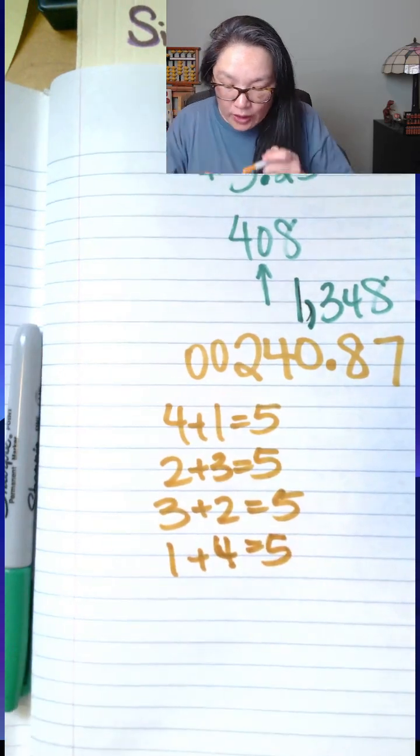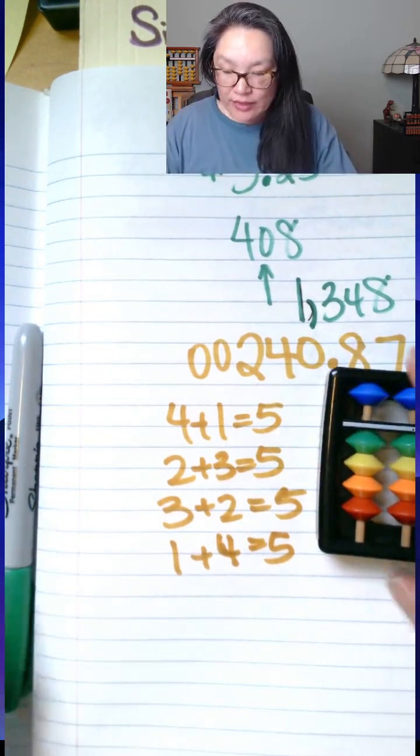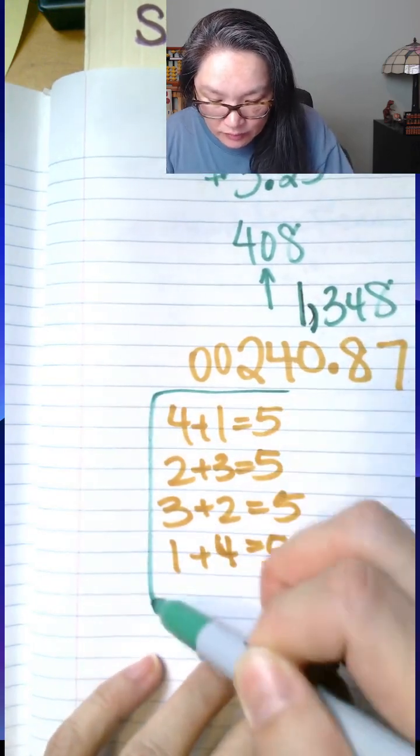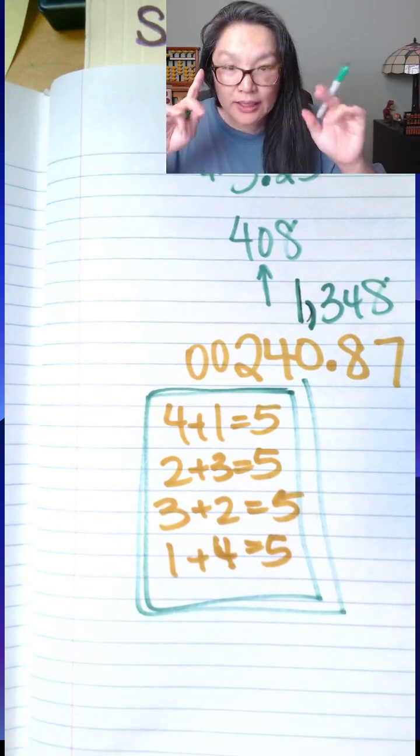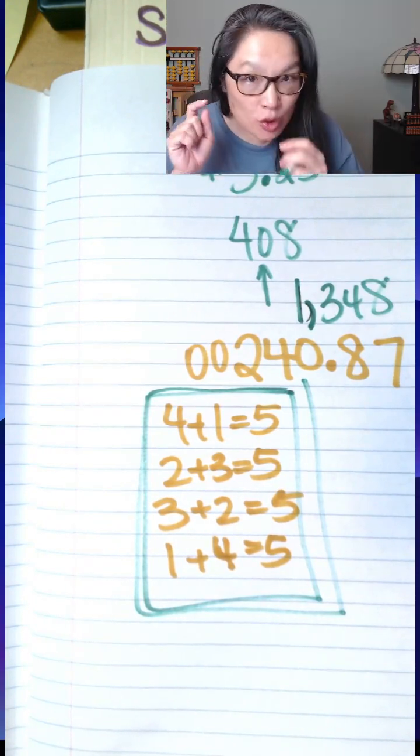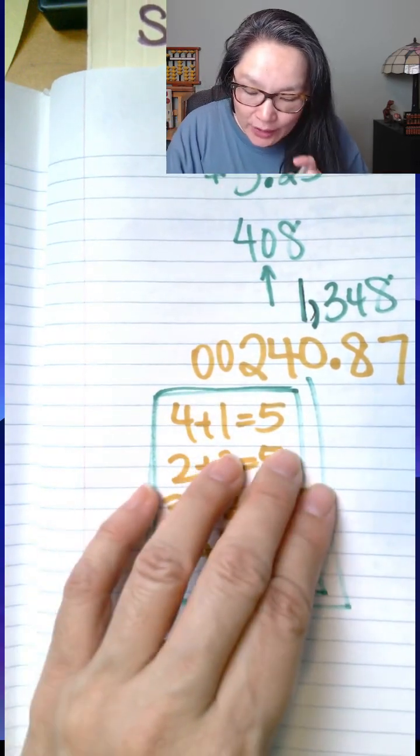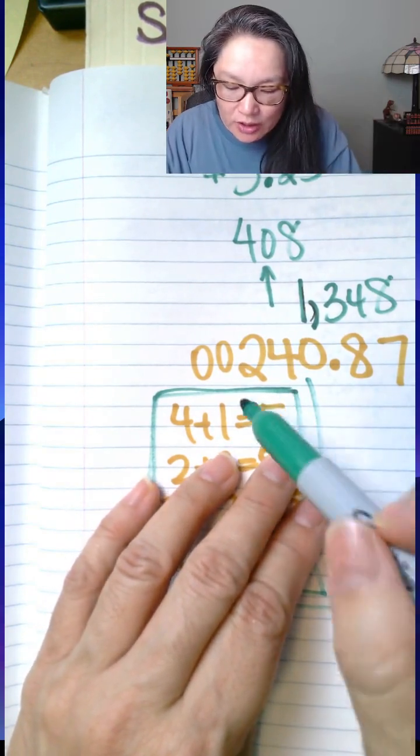Now, why do we want to learn how to make a 5? In school, this is where they stop teaching. This is all they do. They just teach the kids how to make a 5. But in Abacus, we're going to understand how to make it work for us, because we're going to put it to work. So what does that mean?